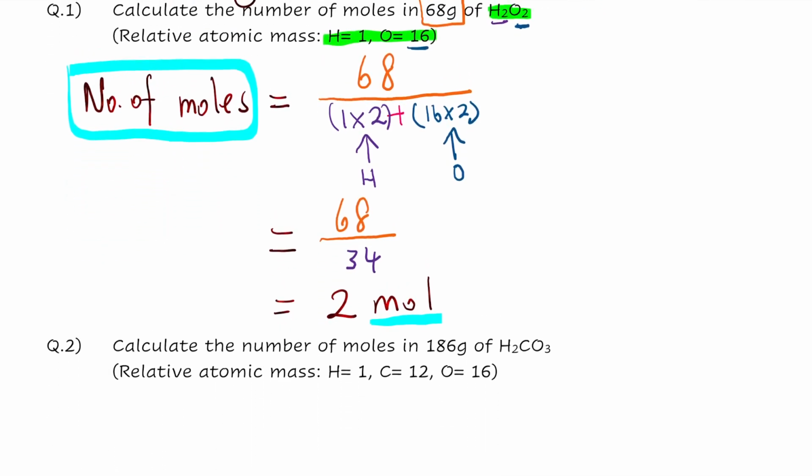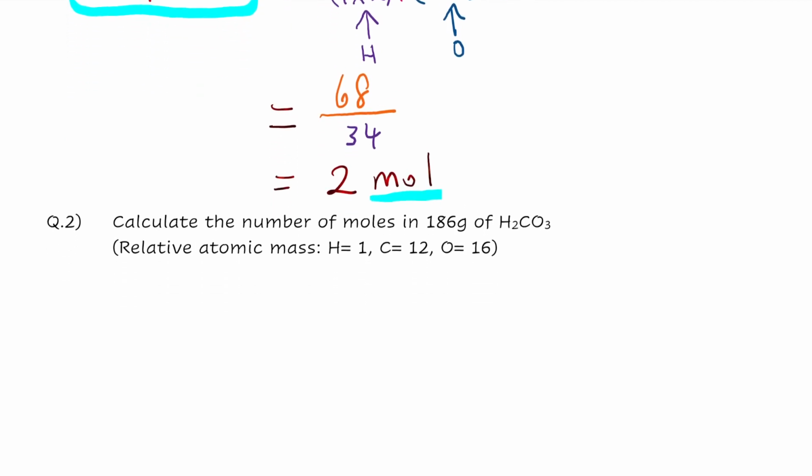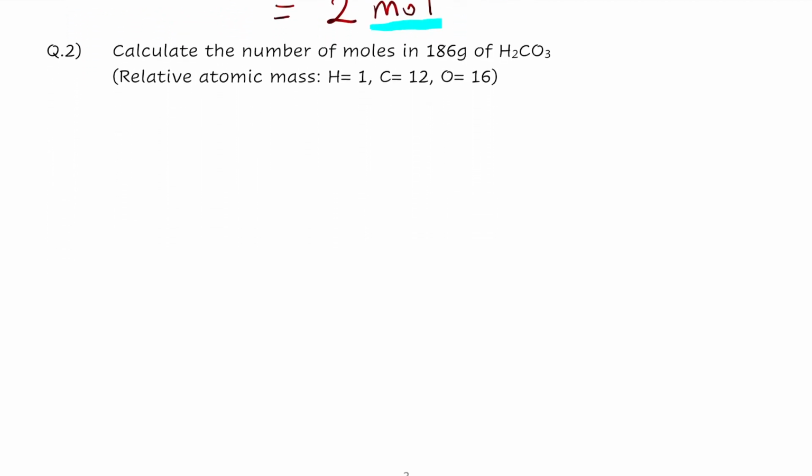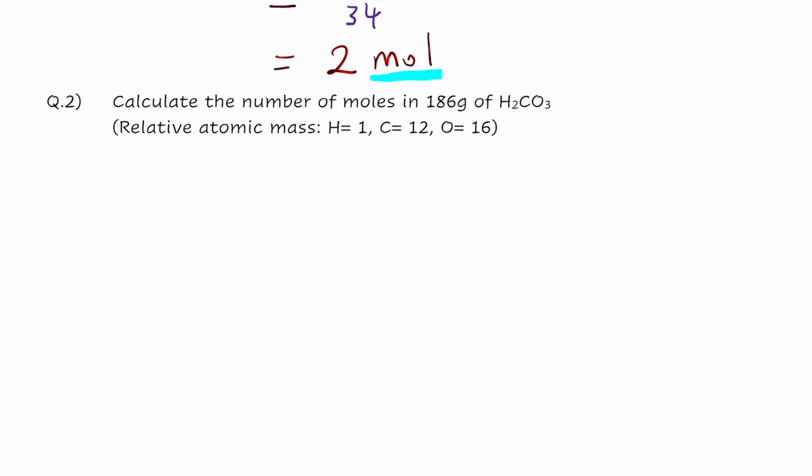Now let's do the same technique. Let's do question 2 here. It says calculate the number of moles in 186 grams of H2CO3. And this is carbonic acid.